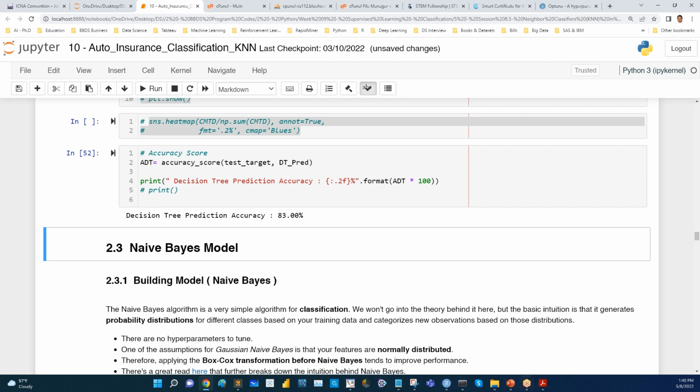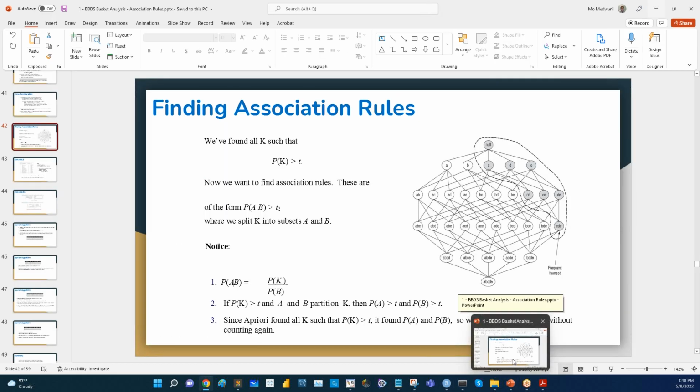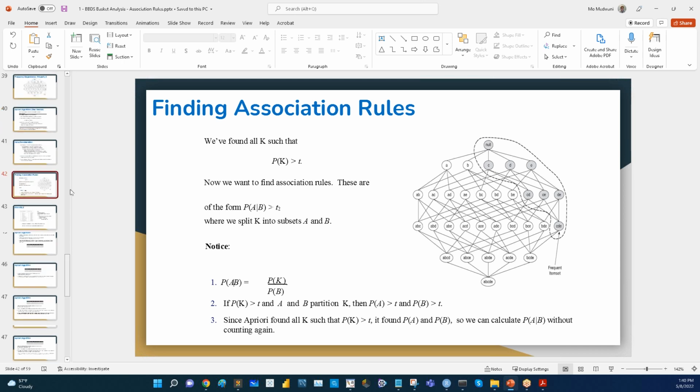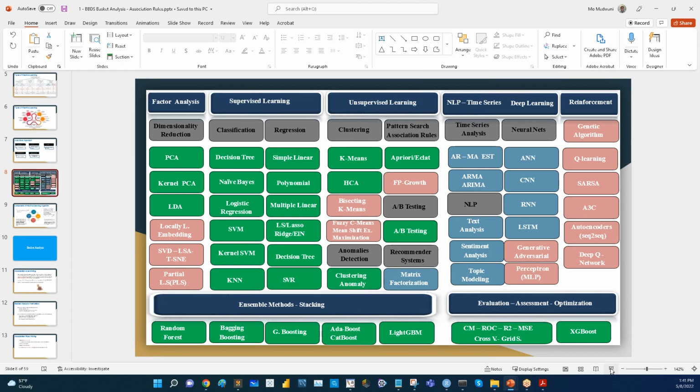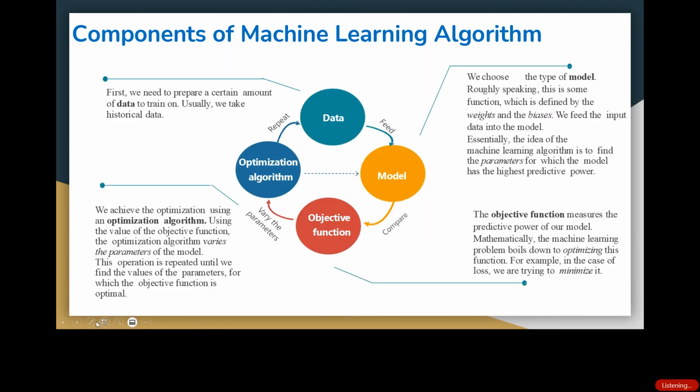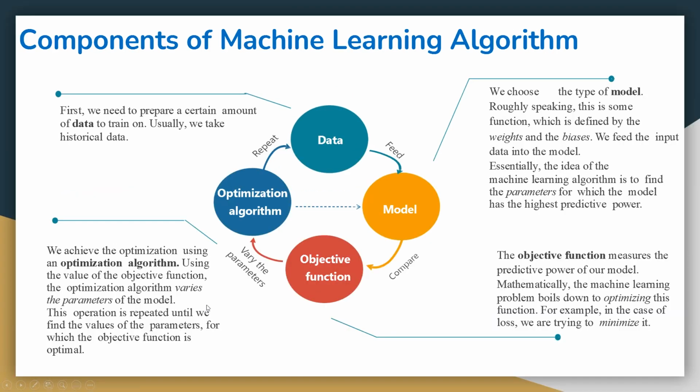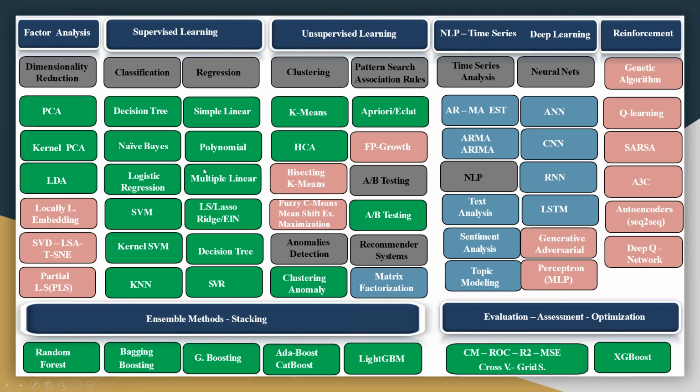Naive Bayes is another algorithm that you could use. As a matter of fact, there are a lot of algorithms that you can use. Unfortunately, this is a very short training program concentrated on classification, supervised learning, because we have a target variable and we are going to do classification, because we have a binary target variable.